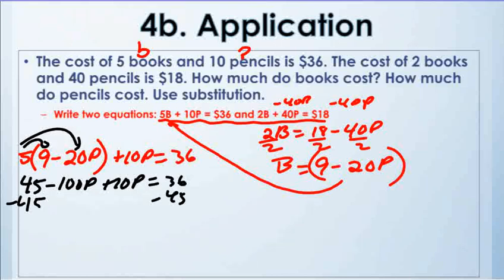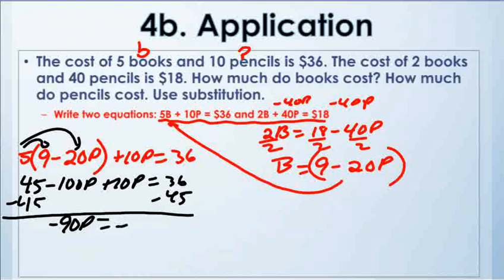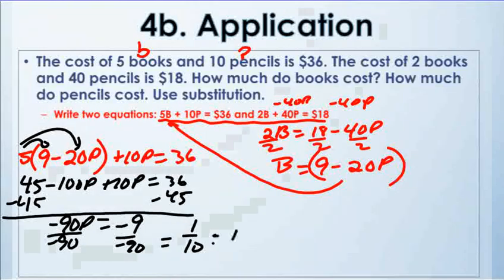Distribute. So I got 45 minus 100P plus 10P equals 36. Subtract 45. This gives us negative 90P equals a negative, so 45 minus 36 gives us a negative 9. So I divide by negative 90. That gives us 1/10. So 1/10 would actually be 10 cents, because if you put it as a decimal, it would be 0.1. In money, that's 0.10. So 10 cents would be our pencils.